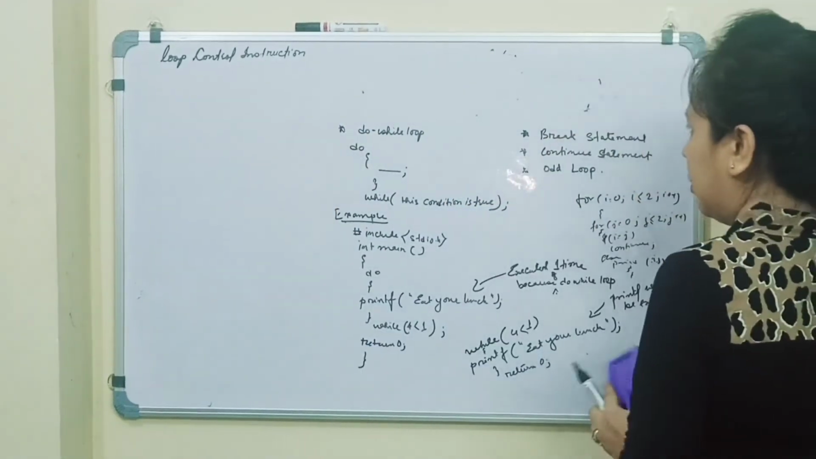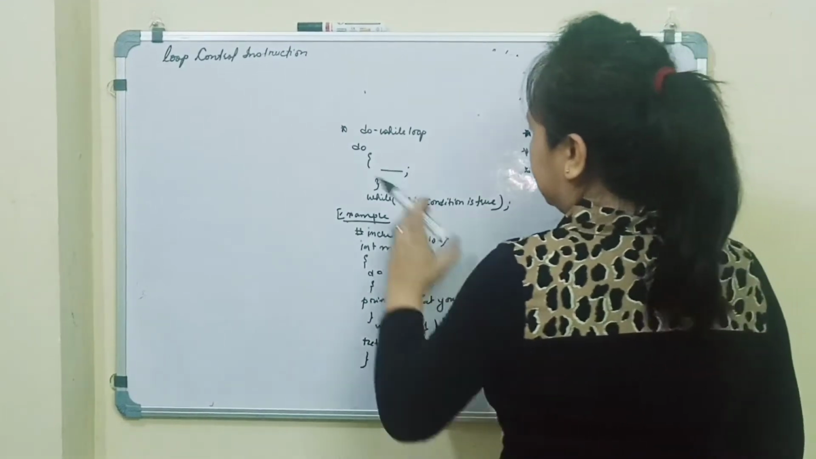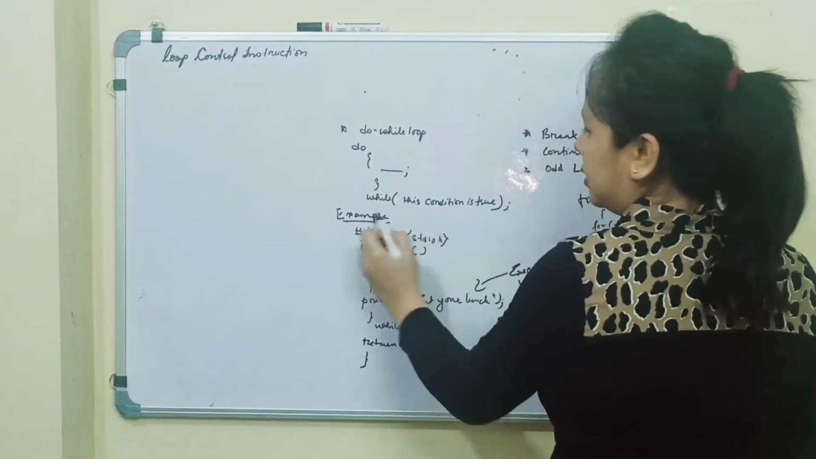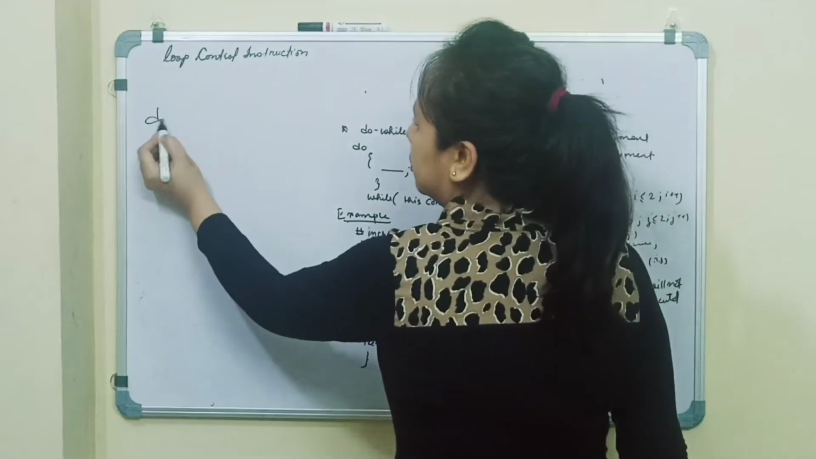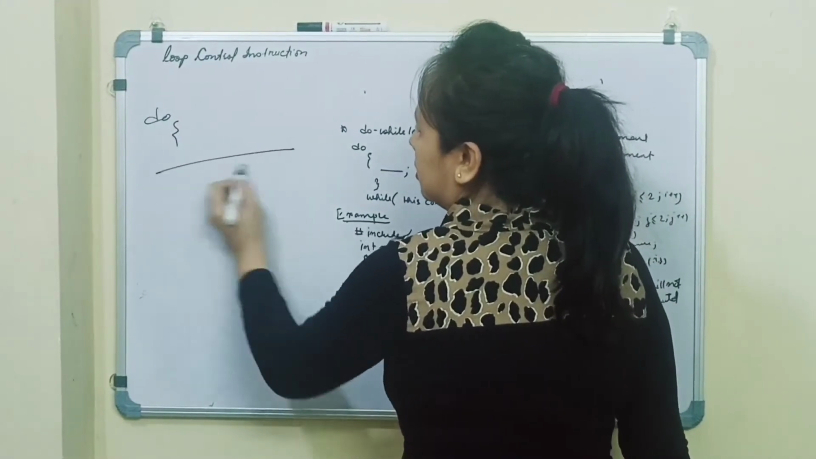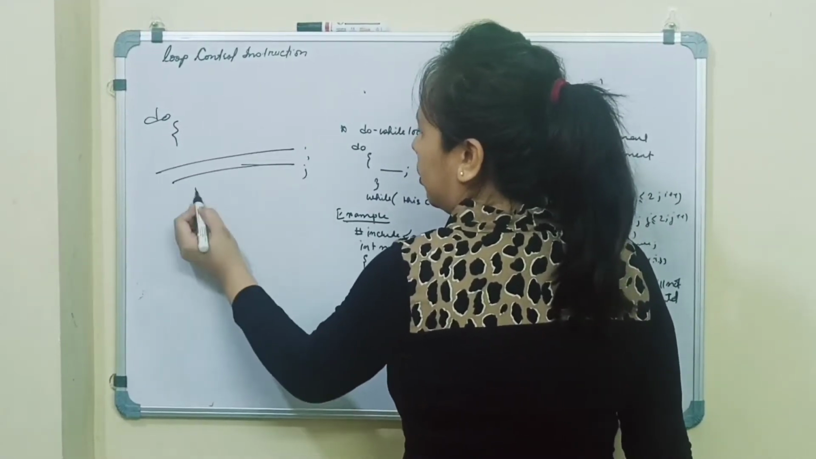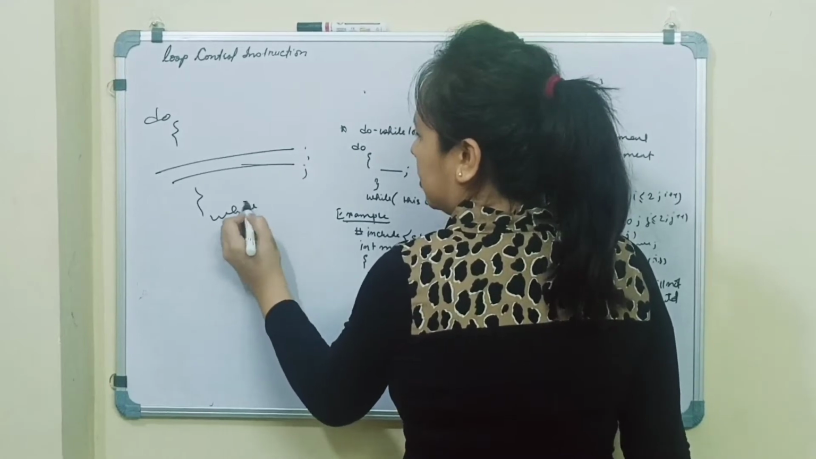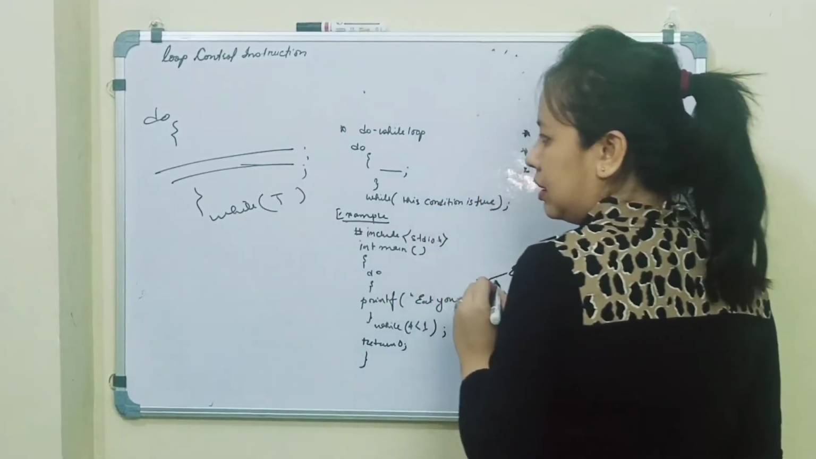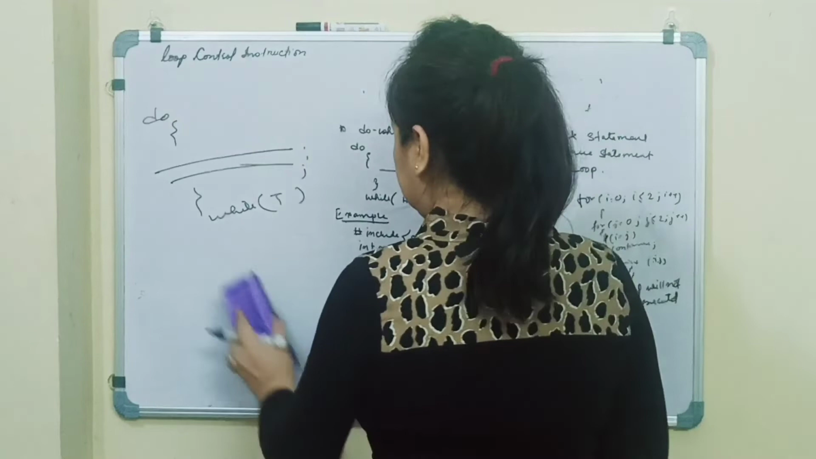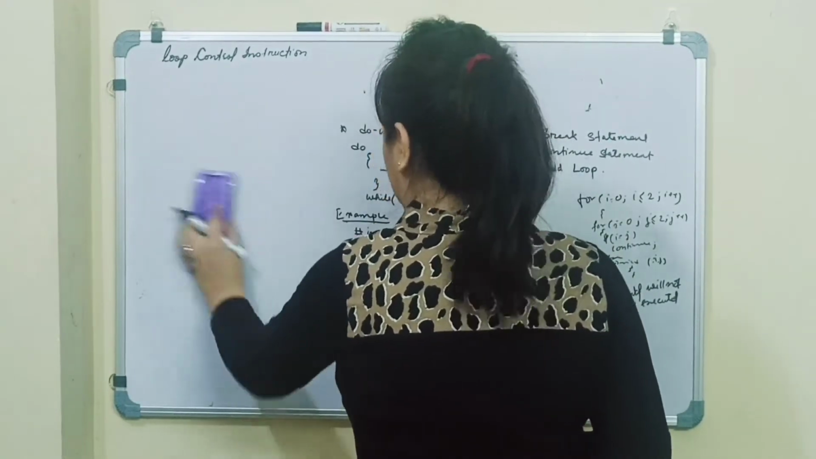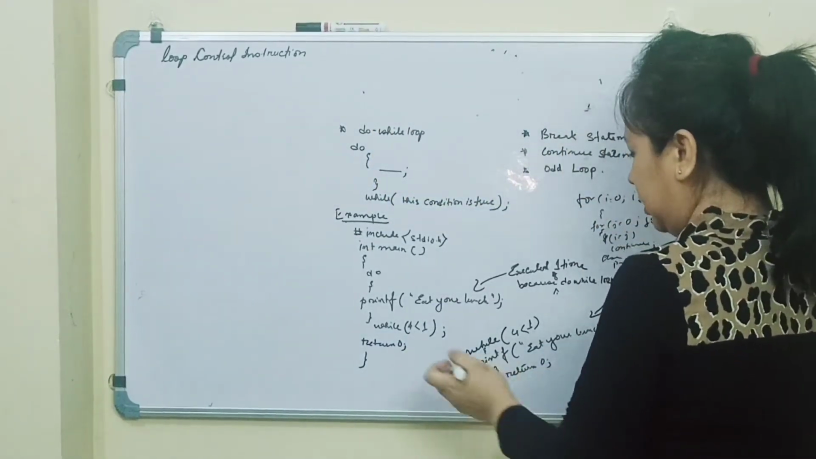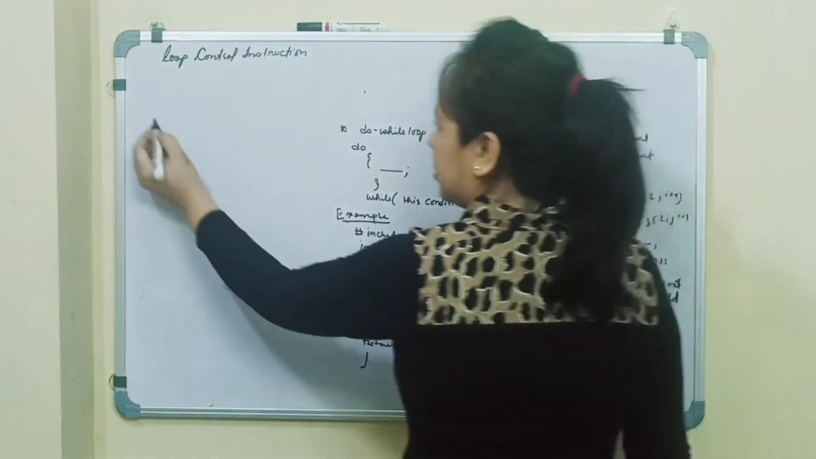So next, how to use a do while loop. Do this thing while the condition is true. So do something while some condition is true. Let us understand it by a simple example.